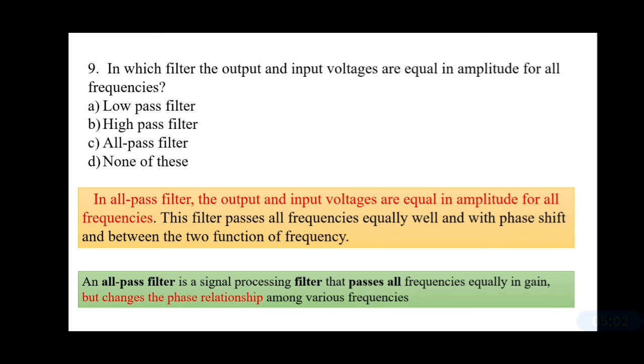This filter passes all frequencies equally well, with a phase shift that is a function of the frequency. An all pass filter is a signal processing filter that passes all frequencies equally in gain. The input and output voltage are equal in amplitude, but the phase relationship changes the phase angle among various frequencies. The correct option is C, all pass filter.